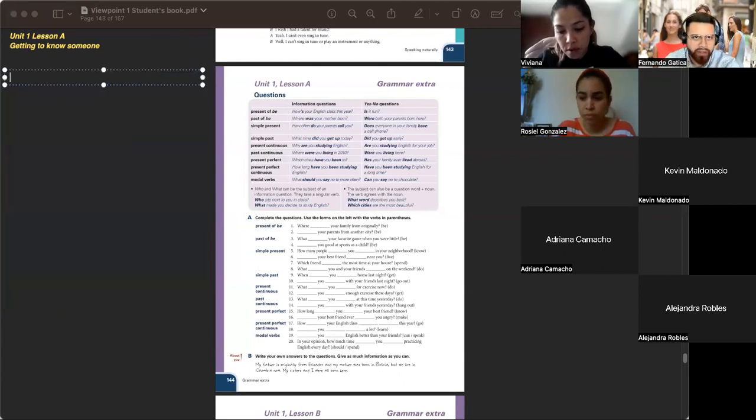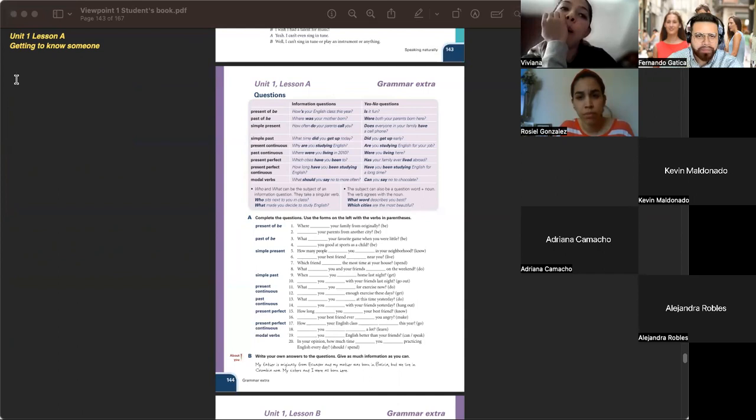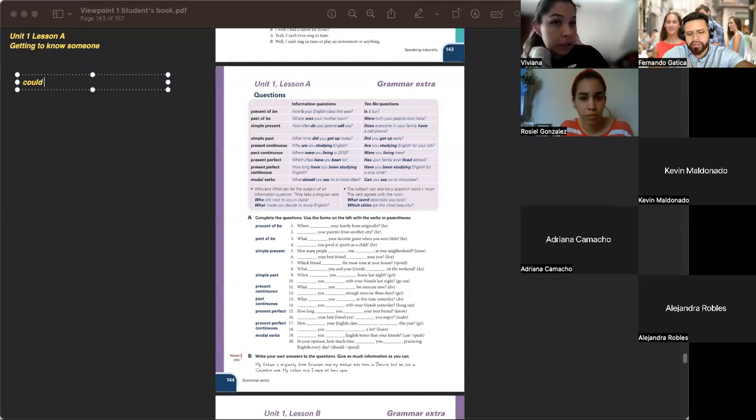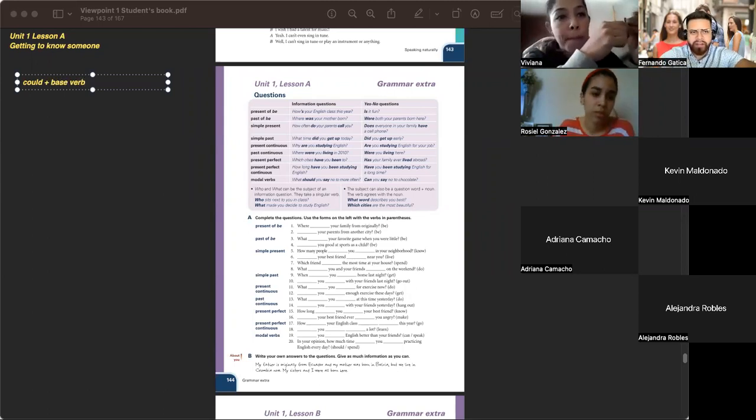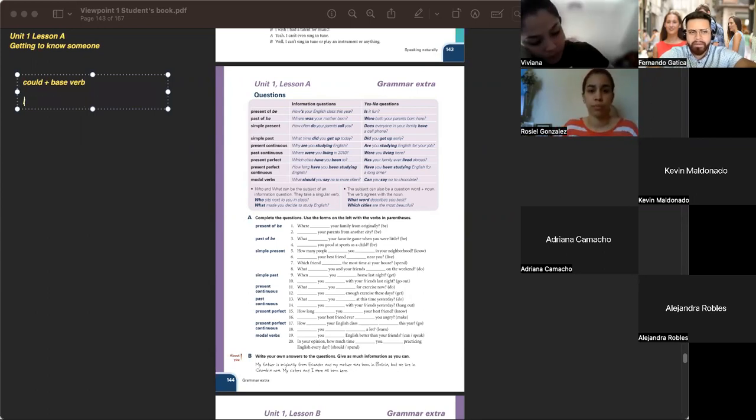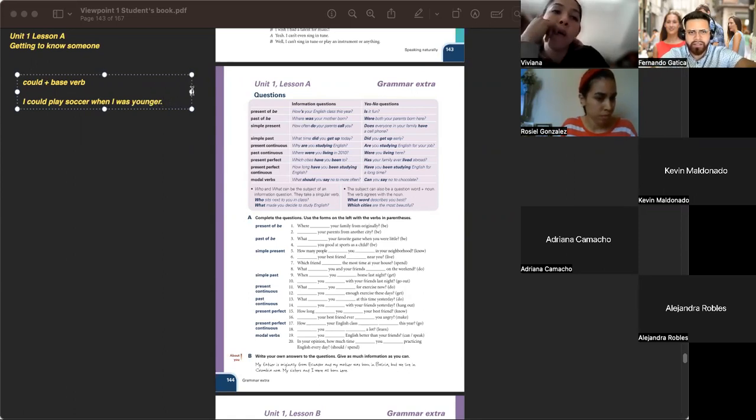Two more questions about this topic right here. Different verb tenses and things like that. After the word could, am I going to use a verb in the past or am I going to use the base verb? Base verb. Good, good, good. So is it correct to say I could play soccer when I was younger? Is that correct? Yes, it's correct.